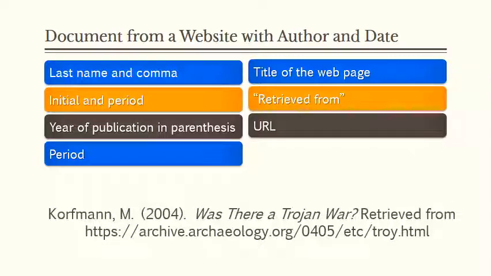Here is an example for an article in Archaeology, an online publication of the Archaeological Institute of America. The title of the article is Was There a Trojan War? It was written by Manfred Kaufman and published in the May-June 2004 issue.